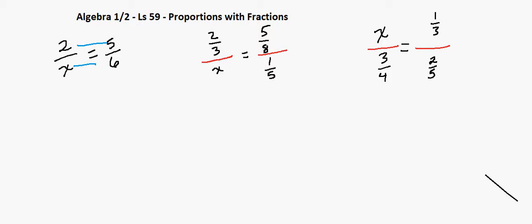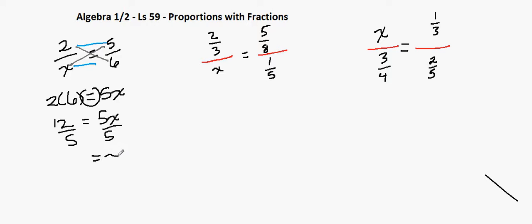So how did we solve these? Remember, we cross multiplied. And we had to show the work too. We don't just do it in our head. We do 2 times 6 equals 5 times x. Equation, right? And 2 times 6 is 12. Divide both sides by 5 to get the x by itself. I've got 12/5. Final answer.